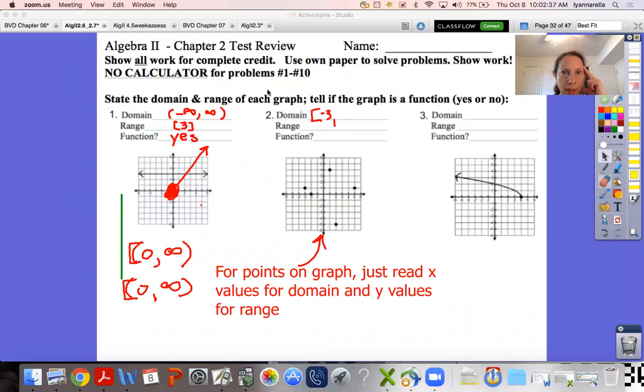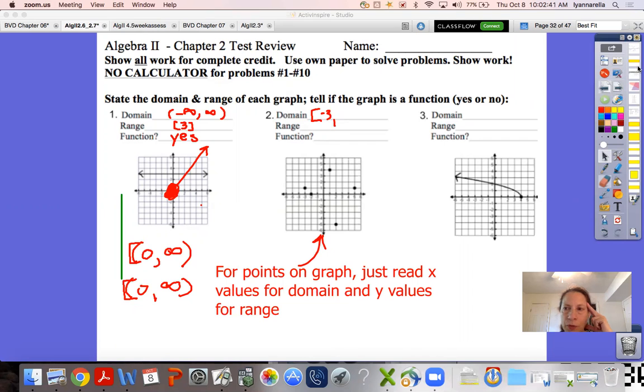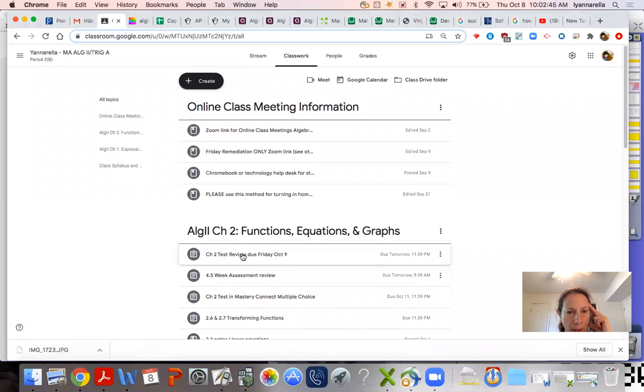Okay, everybody, I cannot be with you today, but I'm going to go over both your Chapter 2 test review and your 4.5 week review. Your Chapter 2 test review is at the top right now, and the 4.5 week review is here.